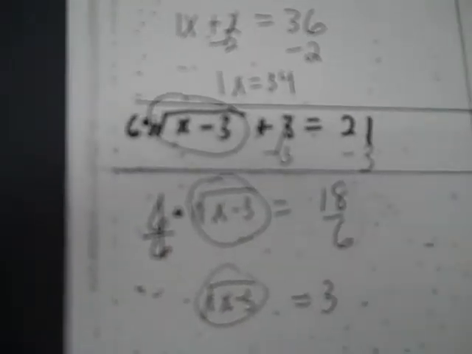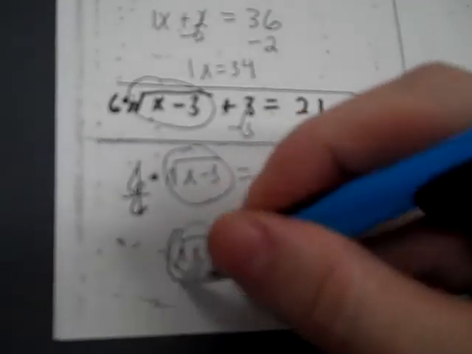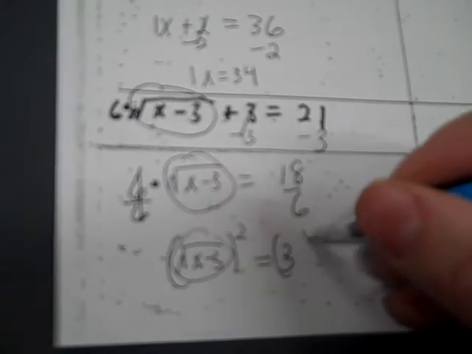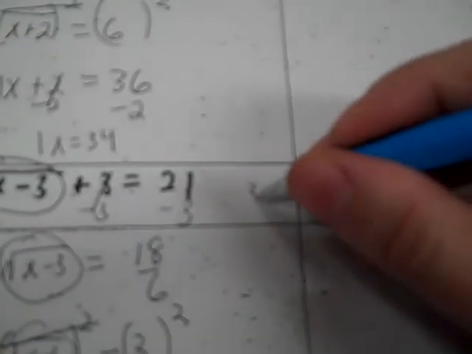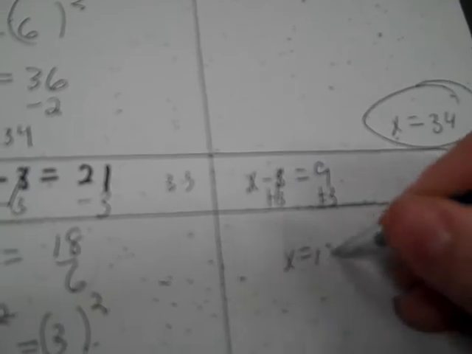Okay, now my square root is clear. Now it is time to do the second power. So I second power, I second power. That cancels. And I have x minus 3, and then 3 to the second power, that means 3 times itself equals 9. Then I plus 3, and that's 12, so x is equal to 12.